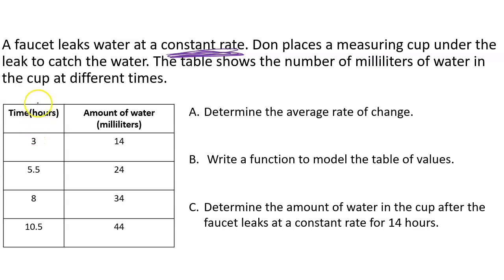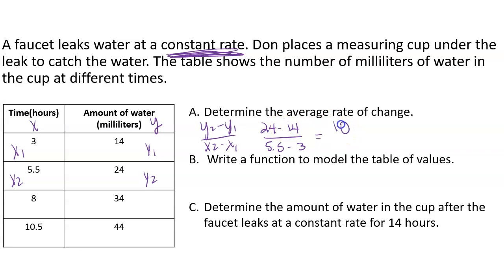So here's our table. Time in hours, so that's my X, and amount of water in milliliters is my Y. So it says, first of all, determine the average rate of change. Okay, so that means we need to do y2 minus y1 over x2 minus x1. I'm just going to use the first 2 points, x1, x2, y1, y2. And we'll plug in 24 minus 14 over 5.5 minus 3.